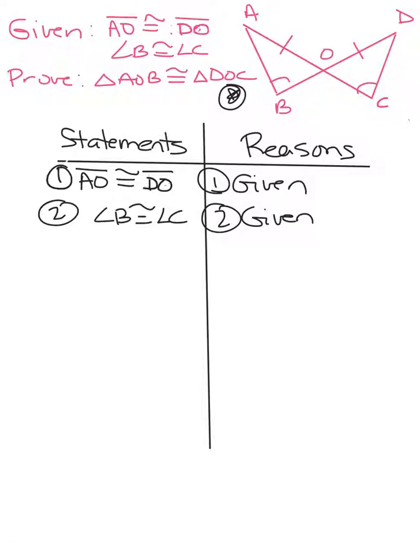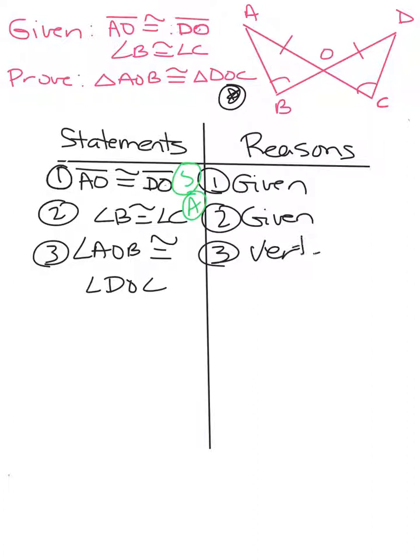So I already have two pieces of information. I have one side that's congruent. I also have an angle that's also congruent. So I need one more thing. I either need another side or I need an angle. So if I look back at my diagram, I do notice that I have vertical angles. So let's put that in our proof, and then we'll mark our diagram. So I have angle AOB is congruent to angle DOC, and that is because vertical angles are congruent.